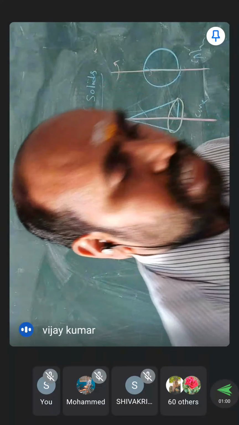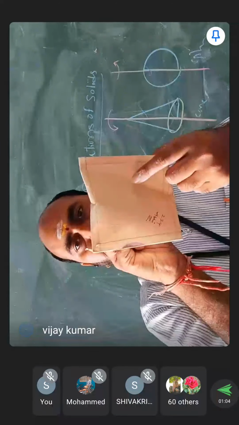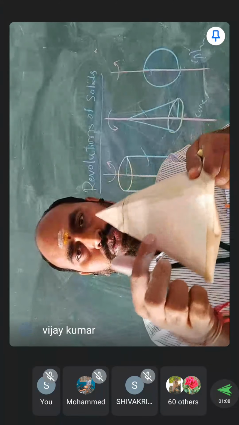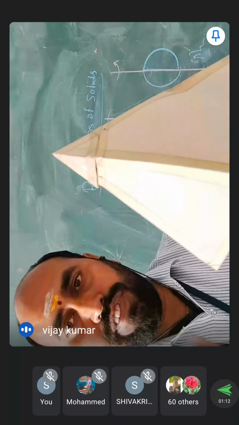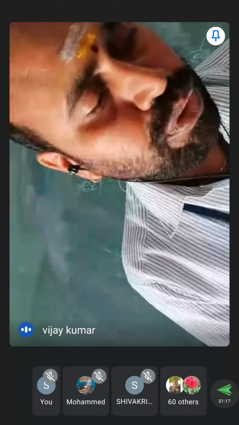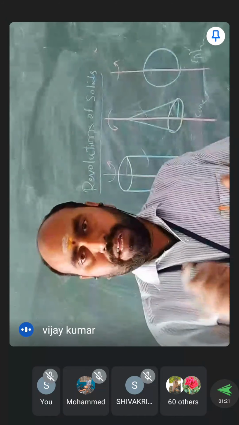And if you look at this pyramid, the base square plane is one, and then 1, 2, 3, 4: four isosceles triangles are there. One square plane and four isosceles triangles are there. So these totally five planes are bounded into a square pyramid.